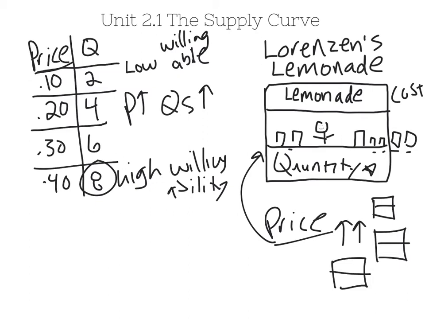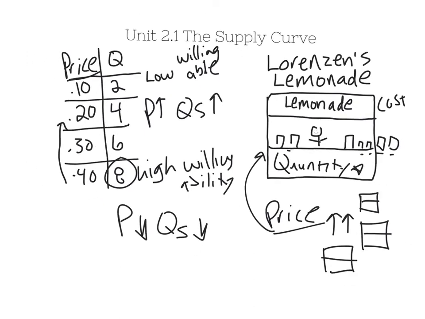Now, this could also work in the reverse. If the price were to get pushed down, what am I going to do? Well, if the price drops from 40 cents to 20 cents, I'm like, oh, it's not worth it for me to provide 8. I'm going to be losing some money on some of those. So my quantity that I supply is going to drop as well.